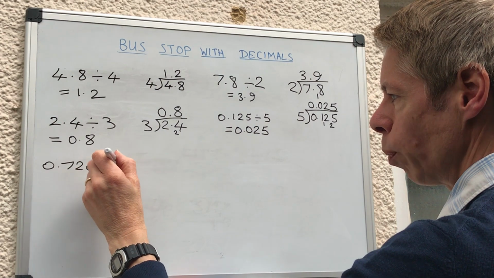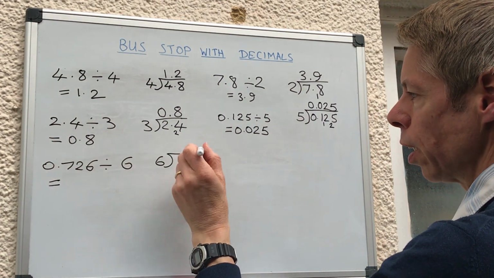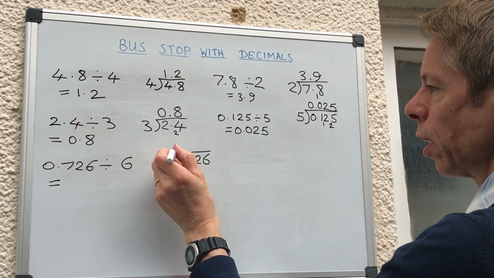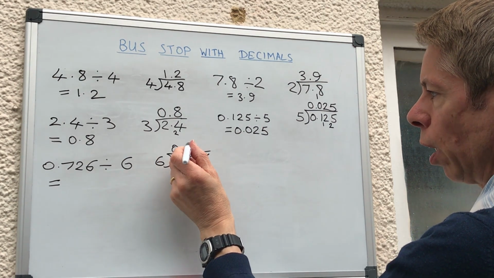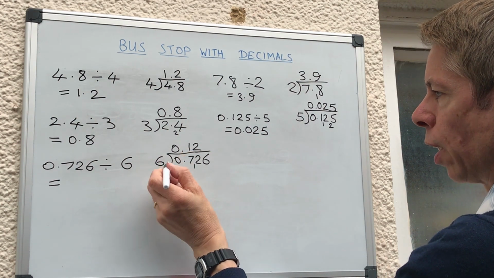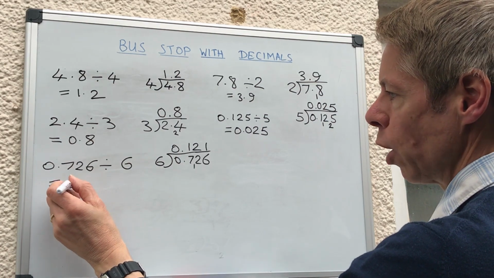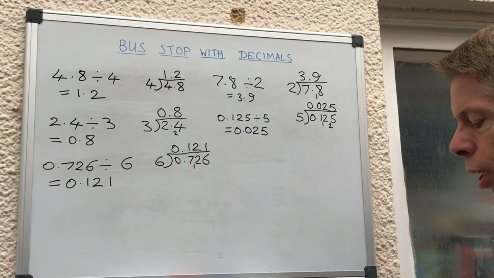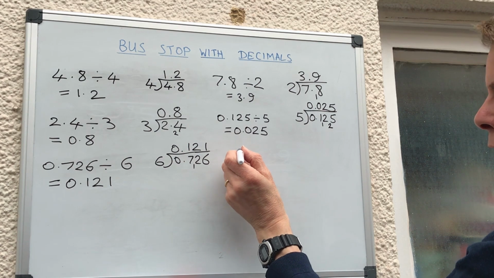Okay, next question. We're going to do 0.726 divided by 6. So how many 6's in 0.726? How many 6's in 0? There aren't any. Put the decimal point in. How many 6's in 7? The answer is 1, with 1 left over. How many 6's in 12 is 2. How many 6's in 6 is 1. So the answer to that is 0.121.